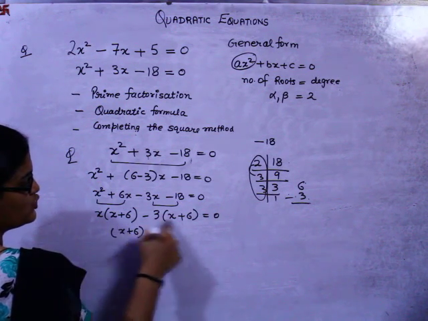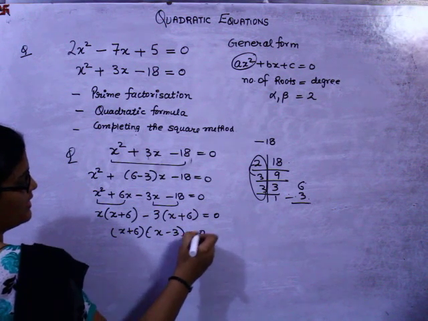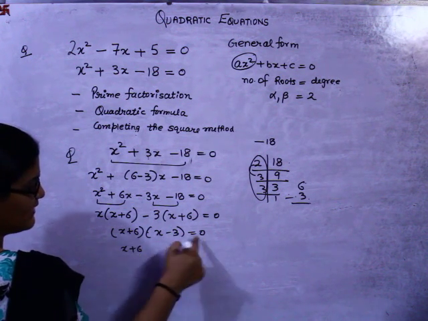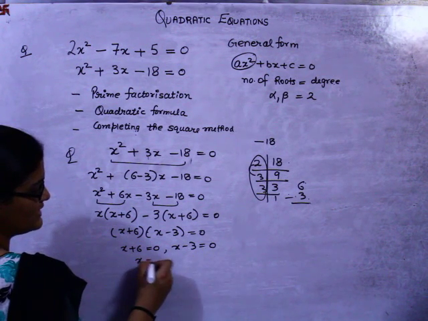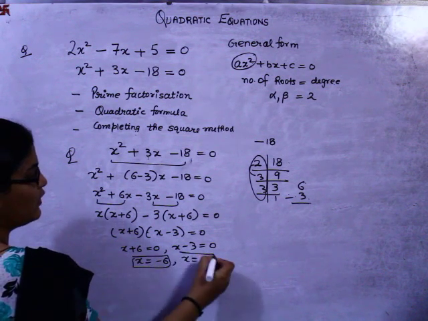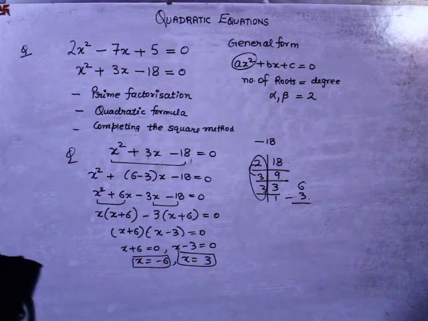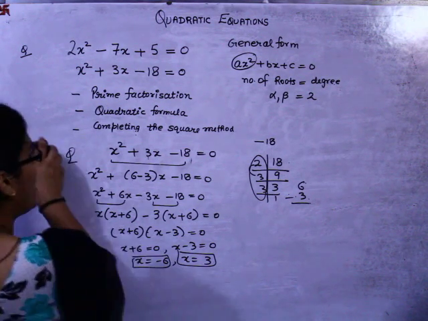Now taking these 2 terms as common, what you get is x minus 3 and x plus 6. Separate these terms. This one is also 0, this one is also 0. What you get is x minus 3 and x plus 6. Here we go, these are our 2 zeros. Clear? Now the second method is the quadratic formula.